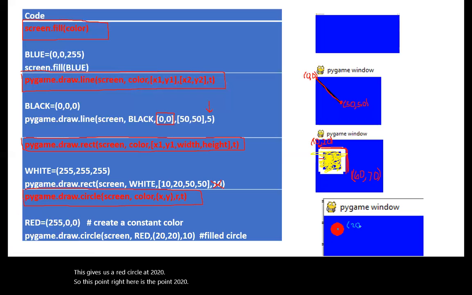The radius of our circle is 10. So the distance from here to here is 10. And there's no thickness. So the radius was 10. There was no number for thickness. That was just 0 or left out completely. And that's why it colored it in.